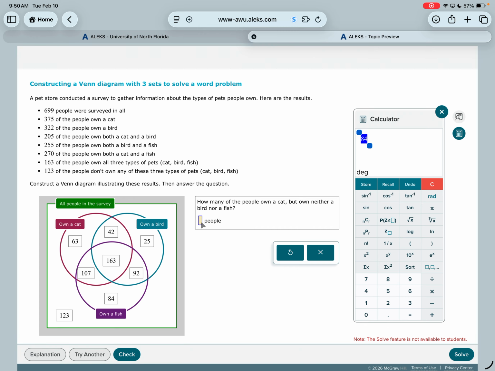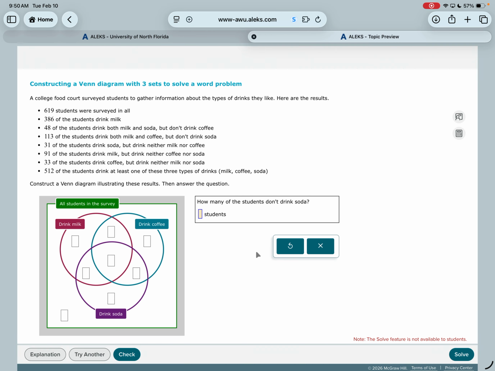I forgot to answer the question on the last one, but how many of the people own a cat but own neither a bird nor a fish? So they only own a cat? That would be 63. Usually the question gives you a hint of how to fill this out, but just be careful. You want to start in the middle, okay?